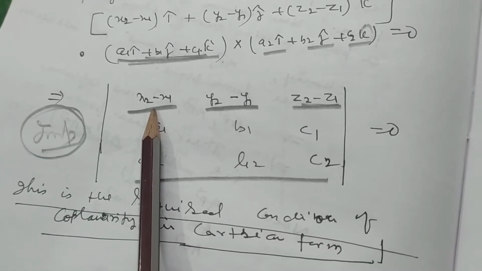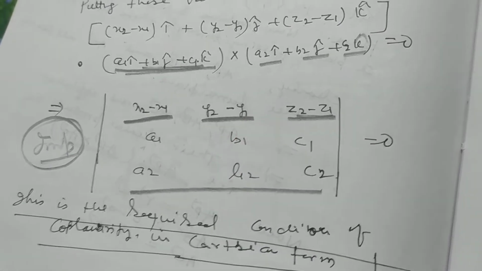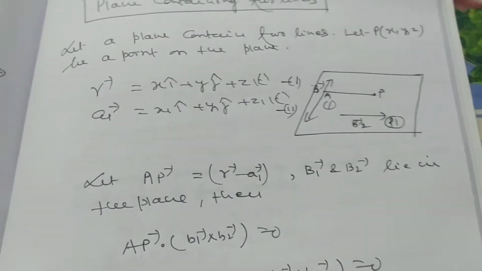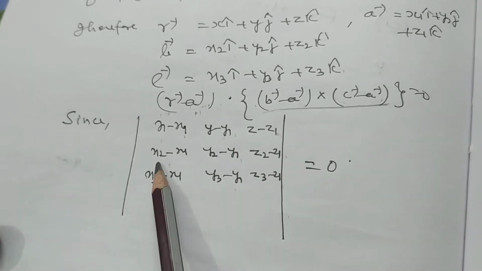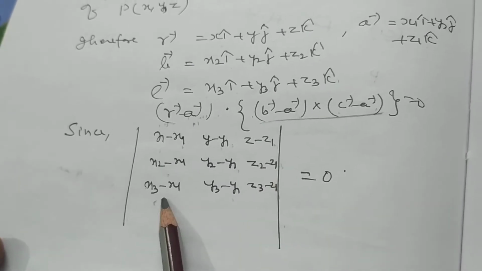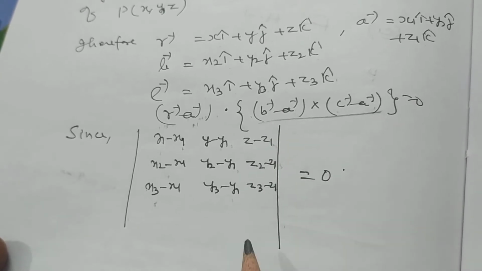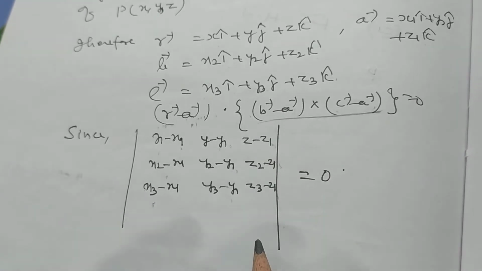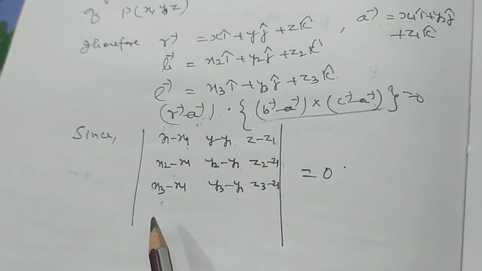and the Cartesian form of the equation of the plane passing through 3 points is: the determinant with rows x minus x1, y minus y1, z minus z1; x2 minus x1, y2 minus y1, z2 minus z1; x3 minus x1, y3 minus y1, z3 minus z1, is equal to 0. This will be the equation of the plane passing through the points x1, y1, z1, x2, y2, z2, and x3, y3, z3.